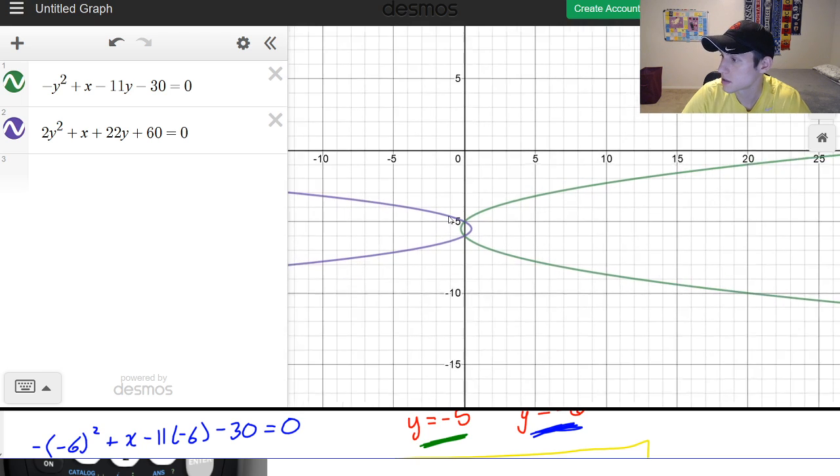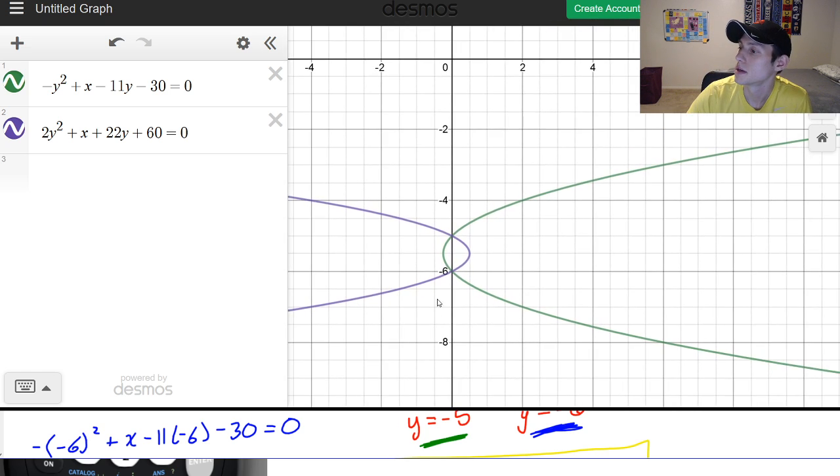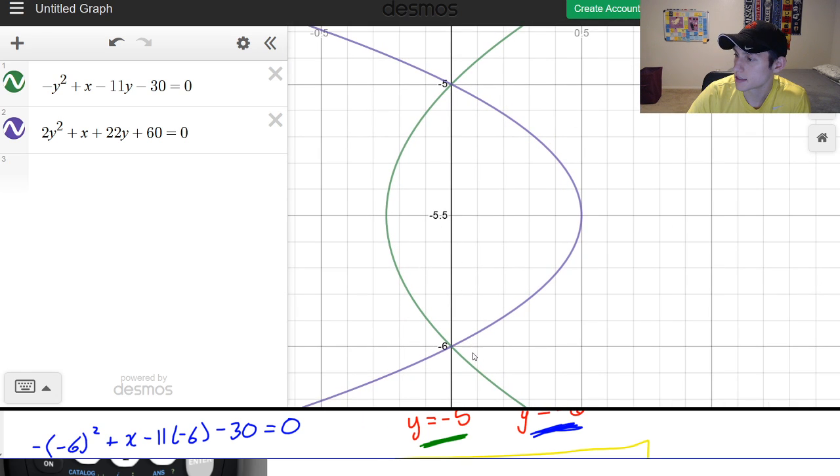Okay, so we have this. Both of these are parabolas, one facing to the left, one facing to the right. If you know more about conic sections, you could determine that. Let's zoom in a bit. And I can see these are intersecting in 2 points. Oh, wow. I wonder what those 2 points are.